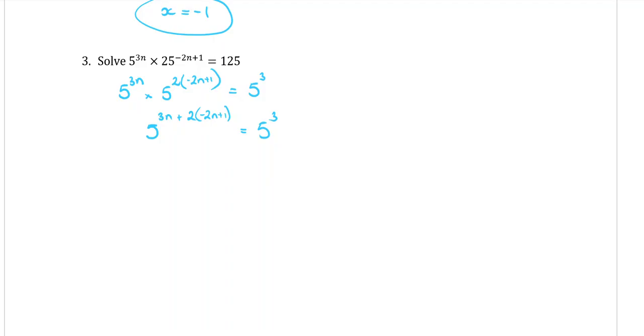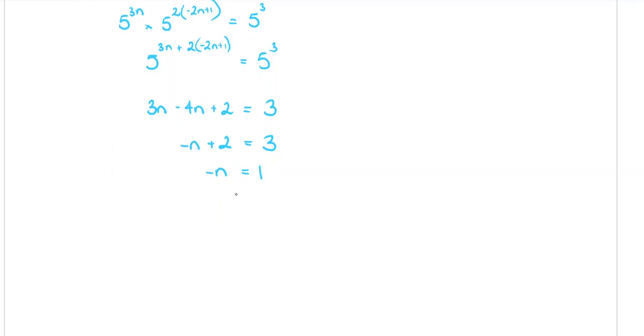So get rid of the bases, and I'm going to have 3n plus, I'm going to expand the bracket out as well. So 2 times minus 2n will make a negative 4n, and then plus 2 equals 3. 3n minus 4n makes negative n, plus 2 equals 3. To subtract the 2, we get minus n equals 1, because 3 take away 2 is 1, and then dividing by the negative, we get n is equal to negative 1.